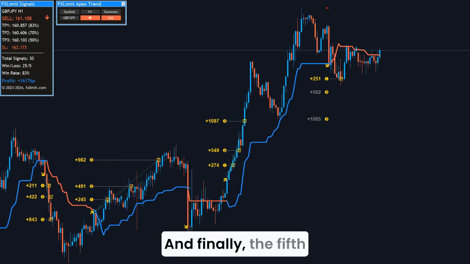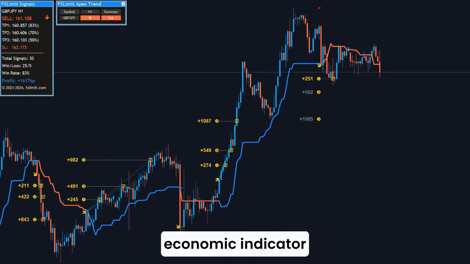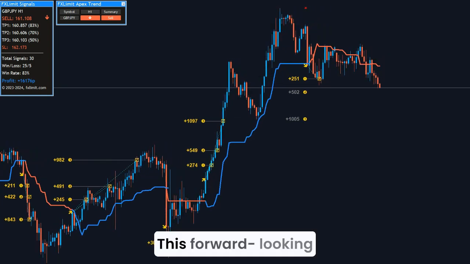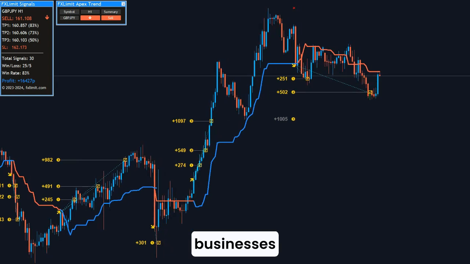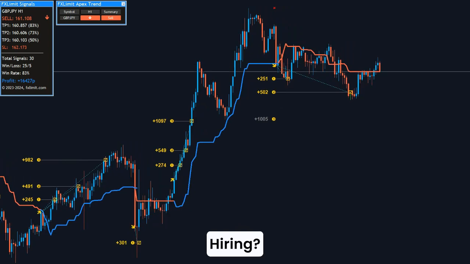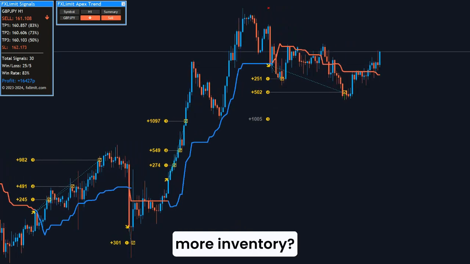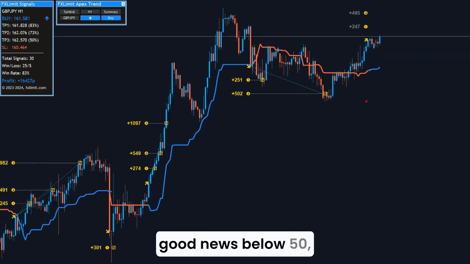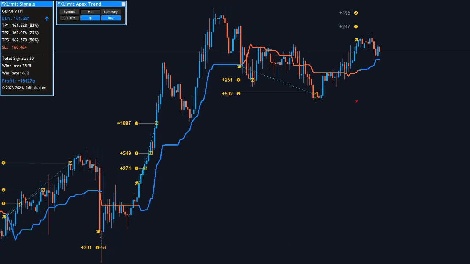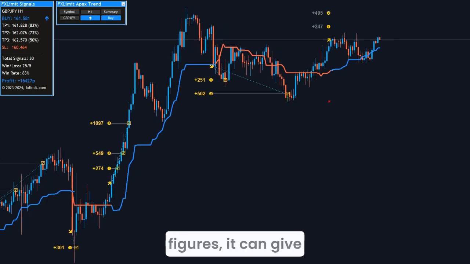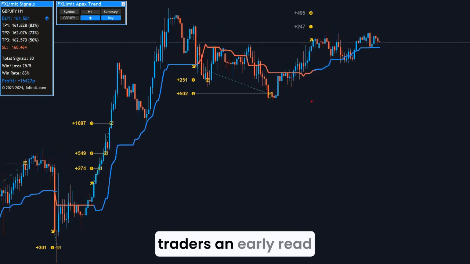And finally, the 5th must-watch economic indicator is the Purchasing Managers' Index, PMI. This forward-looking report tells us how businesses view the economy. Are they expanding, hiring, investing in more inventory? If PMI is above 50, that's generally good news. Below 50, not so much. Since this data often comes out before official GDP or employment figures, it can give traders an early read on market direction.